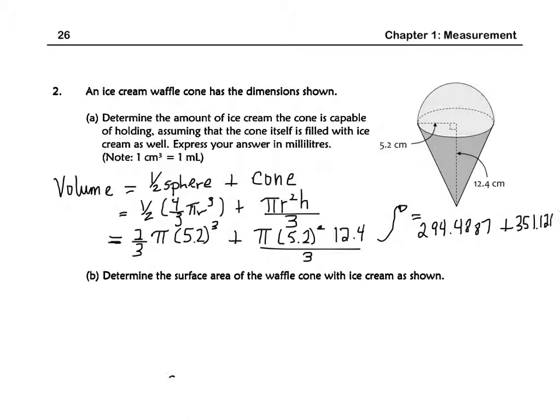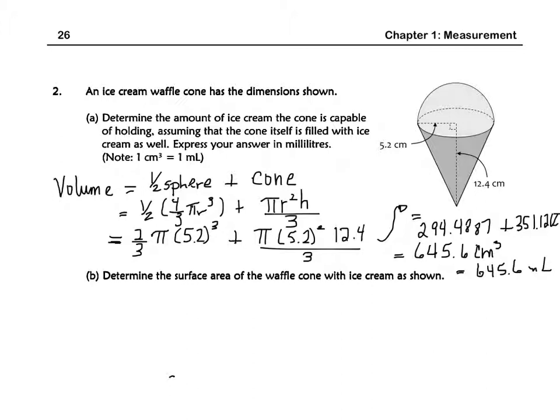351.1212 if you round it off. And if you add those two parts together, you get 645.6098. So I'm going to round that off to one decimal place, and that would be 645.6. And it would be centimeters cubed, and every centimeter cubed is a milliliter, so that would be 645.6 milliliters. The surface area of the waffle cone.